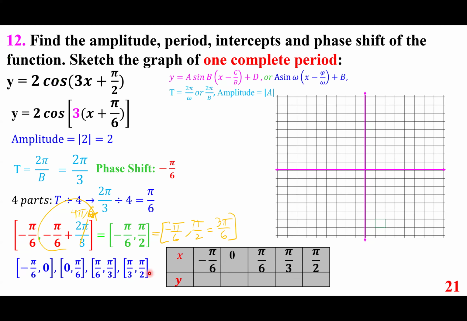Now, the endpoints, we're going to put it into the original function, this format or this format, doesn't matter. Sometimes one may be easier than the other. For example, if I put minus pi over 6 into this, it makes it easier because this goes away. It becomes 0. What is cosine of 0? 1 times 2 becomes 2.